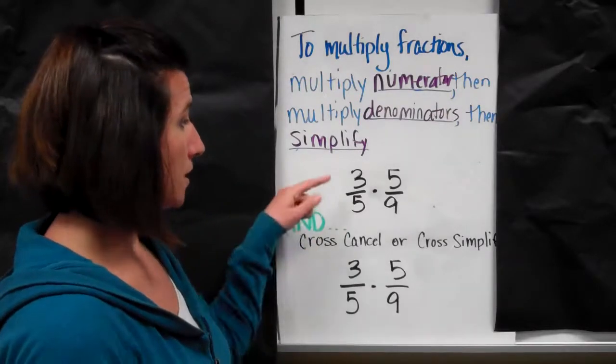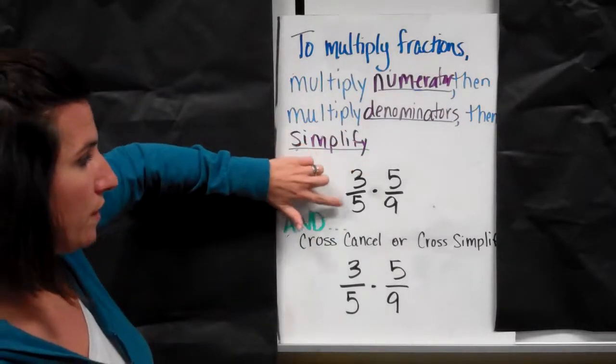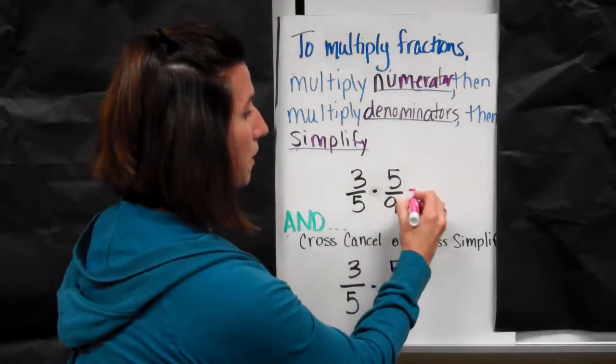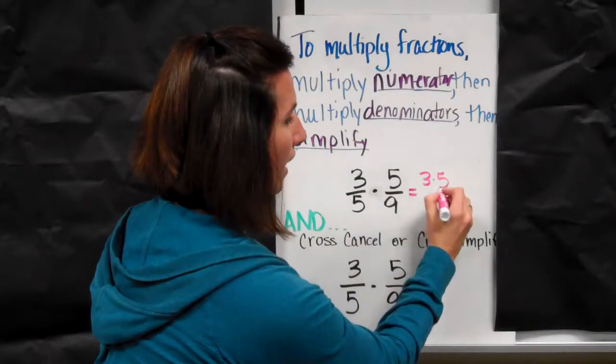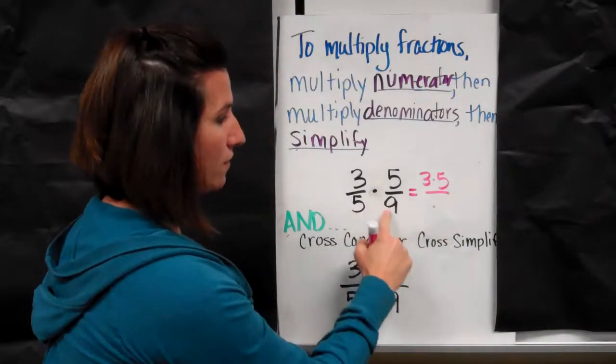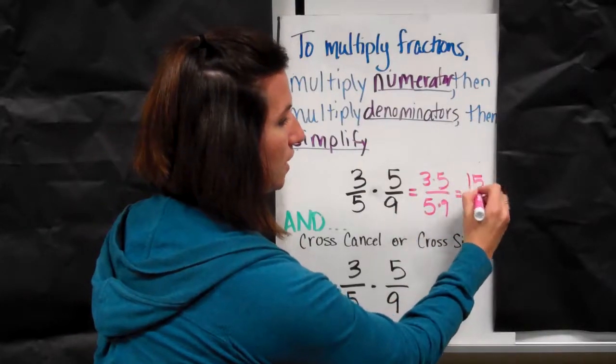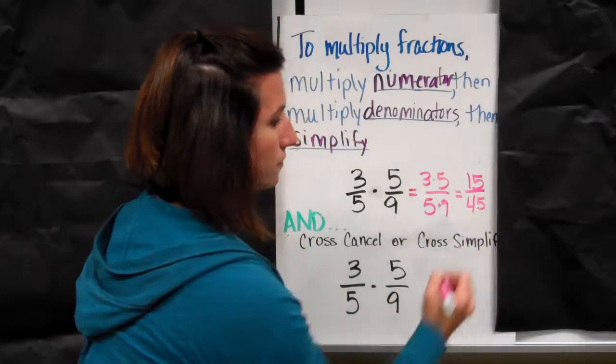Okay? So let's look at this example. The first example is 3/5 times 5/9. So the rule says you multiply straight across, so 3 times 5, then you multiply 5 times 9, so I'm going to write that down here, and you end up with 15/45.